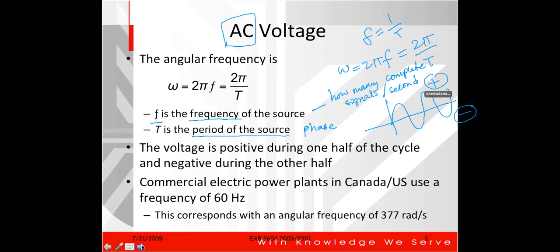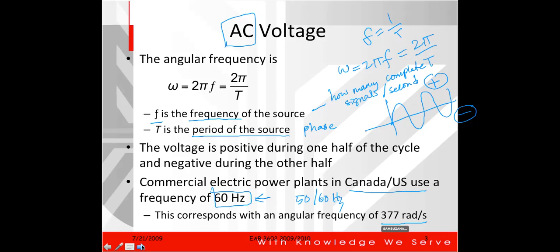Commercial electrical power plants in Canada and US use a frequency of 60 Hz. Okay, what about the frequency of kita punya? Siapa tahu? Malaysian punya frekuensi. So Malaysian punya frekuensi is about 50 or 60 Hz juga. Lebih kurang sama. This corresponds with an angular frequency of 377 radians.